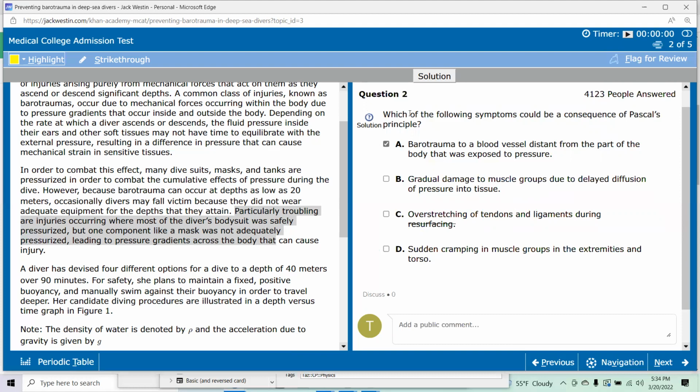So pat yourself on the back. That's basically how you're supposed to go through this problem. Because I'm sure you guys haven't learned about barotrauma directly, but with what you have, you can get it. So good job. Any questions about this one?